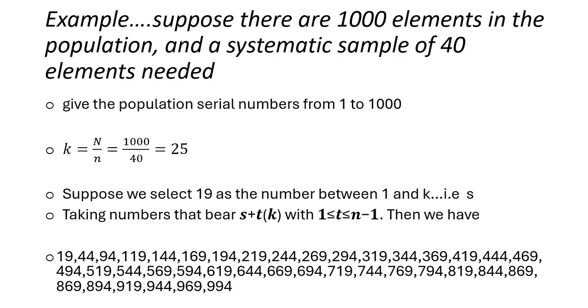You would do the same thing until you have your required systematic sample of 40, which is needed. I have compiled all the numbers from 19 up until 994. This is the sample which we would use to study water scarcity in a particular area using the systematic sampling method in statistics.